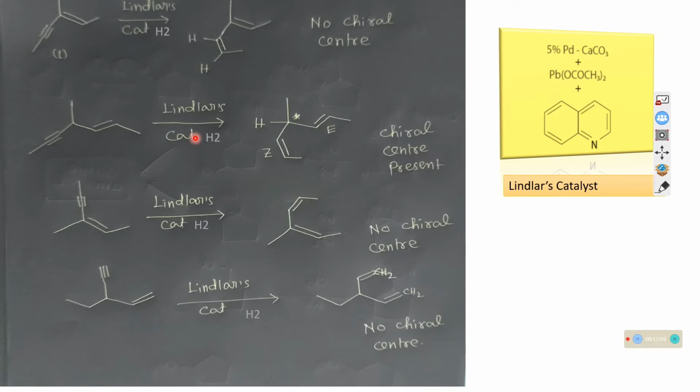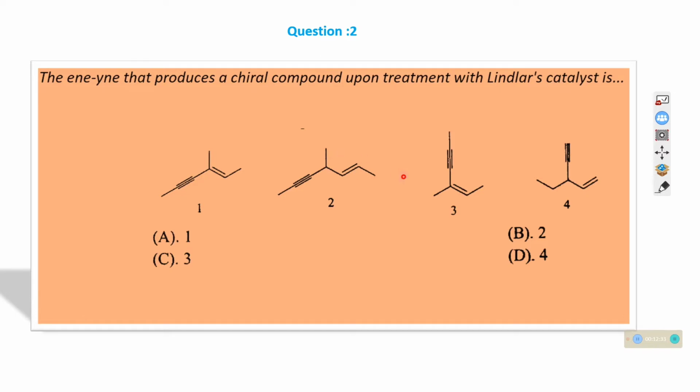And one point I have to mention: if you treat the alkyne with sodium and liquid ammonia, that is Birch reduction, in that case we only get trans alkene. So alkyne gives cis alkene when we treat with Lindlar catalyst, and alkyne gives trans alkene when we treat with sodium and liquid ammonia. That is Birch reduction. So the correct option in this case is 2. This 2 is the correct answer.